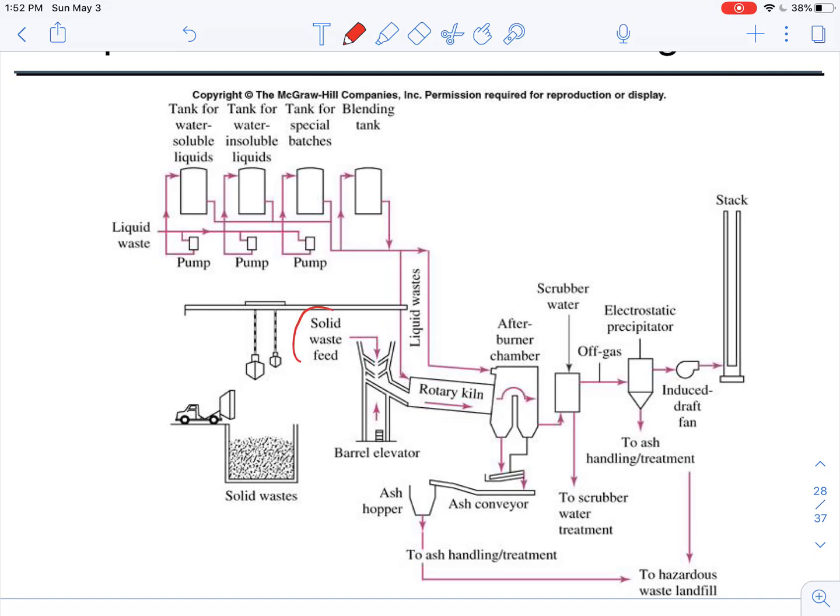Okay, so this is another diagram showing the process that's dealing with the solid waste or the hazardous material. You can see that here we actually use the water scrubber to remove some of the pollutants. We use the electrostatic precipitator. Remember, this is for dealing with particulate matter, especially in the smaller size range, right? And finally, we can release them through the stack.